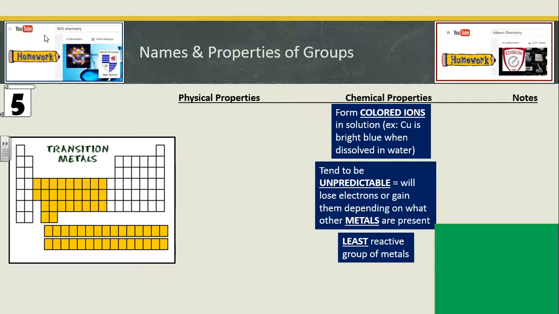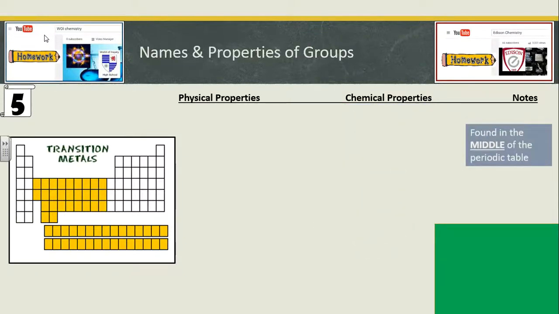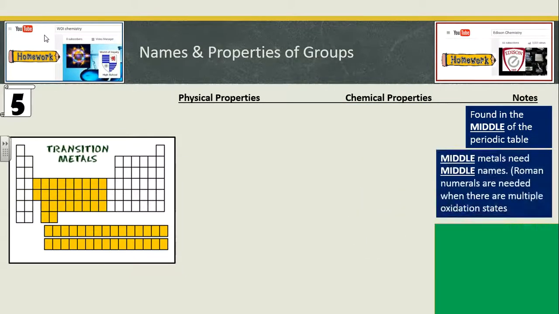They will all lose electrons or gain them depending on other metals present, but generally they're metals, so they lose them. The problem is that some have one, some have two, some have one, some have two. That's the piece that's not very predictable. They're the least reactive group of metals, so they're a lot more stable. Okay, they are found in the middle of the periodic table.